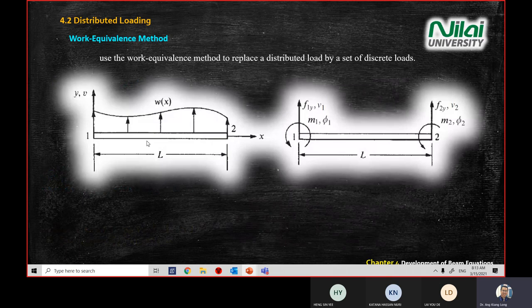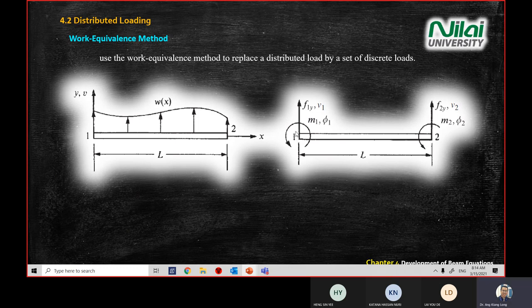However, when the distributed load is nonlinear, where from this point to this point you have a sinusoidal distributed load, you can use the work equivalent method to convert the left-hand side diagram into the right-hand side diagram. In the right-hand side diagram, you will see your small f, which is your local force at point one, and then your moment, your rotation, and your shear loading. Or displacement in Y, V1 is displacement at point one.